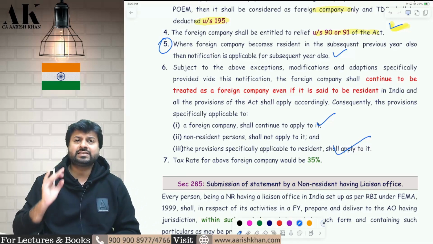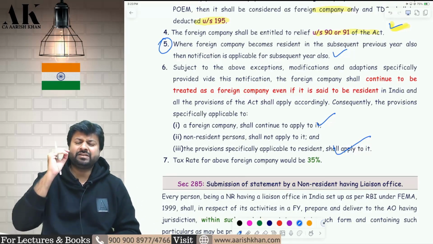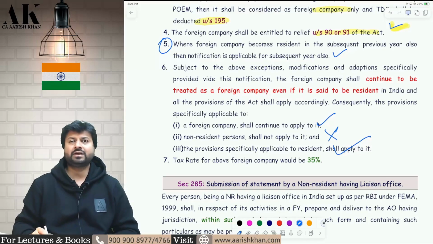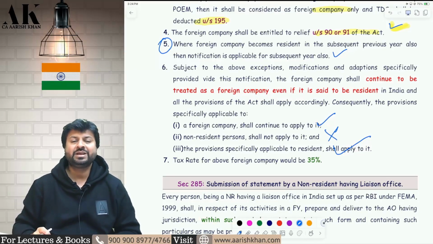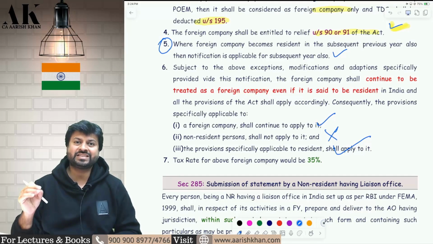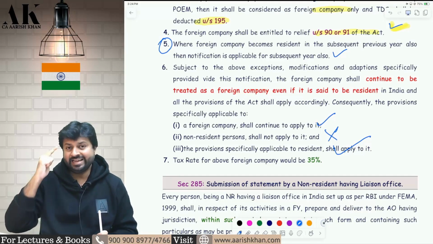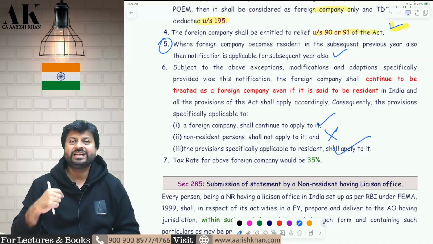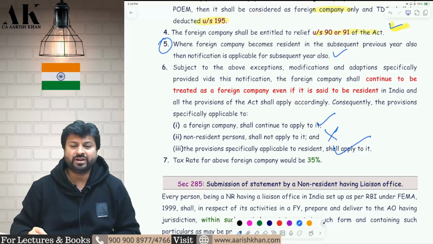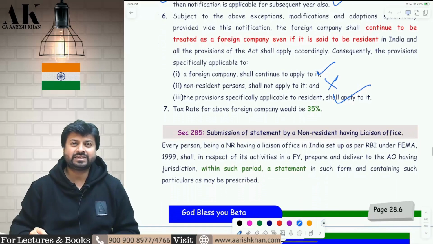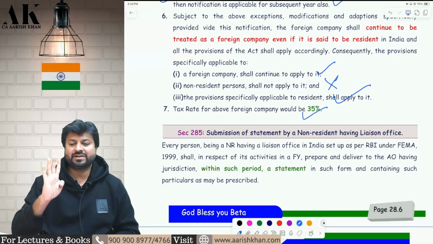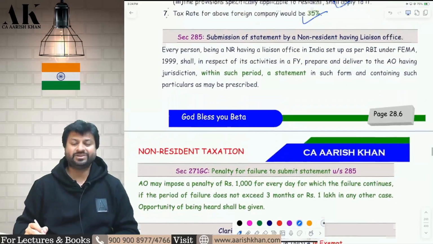Suppose there is a section which says that it is specifically applicable to NR, then this company cannot take the benefit of that particular section, because this company now cannot call itself an NR. Yes, it is a resident. Yes, it is a foreign company, but it cannot call itself a non-resident now, because it has become resident because of the POEM. Last but not least, sir, what will be the tax rate? Will they be liable for tax as per a domestic company or a foreign company? The tax rate will be as per a foreign company only, that is, 35%. I hope it is clear to all of you.